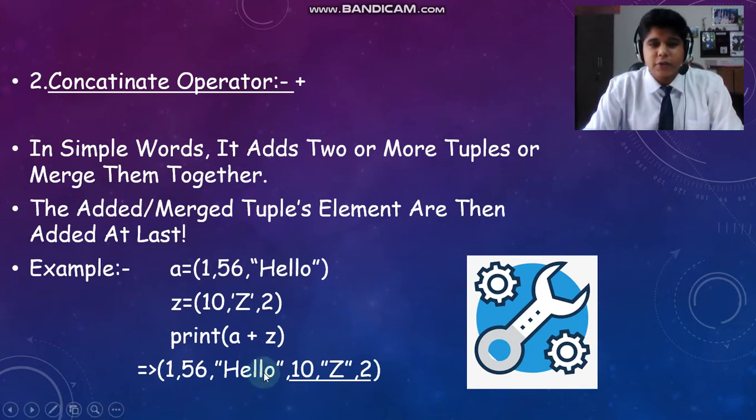and 2. This is because the Z tuple is here. If the Z tuple would be here, then the elements of the Z tuple would come first. This is the meaning of the concatenate operator.